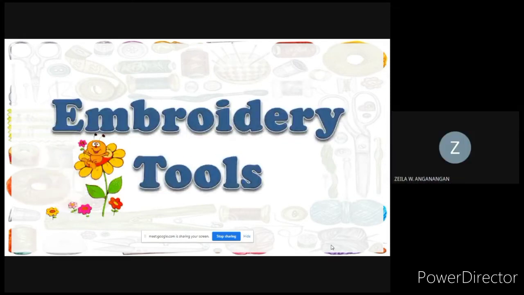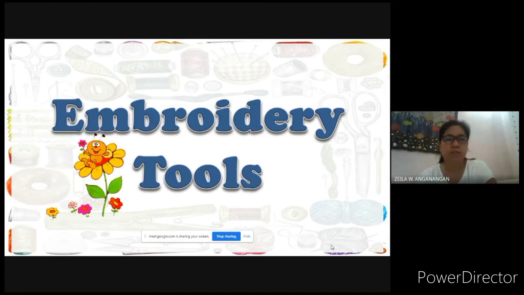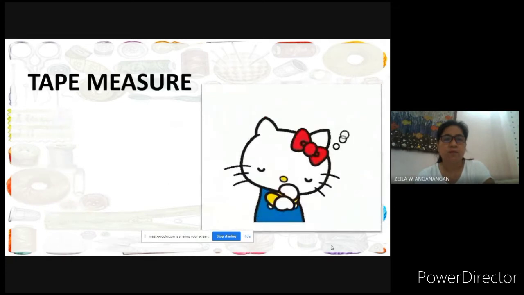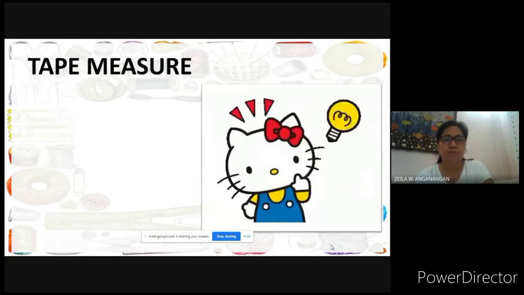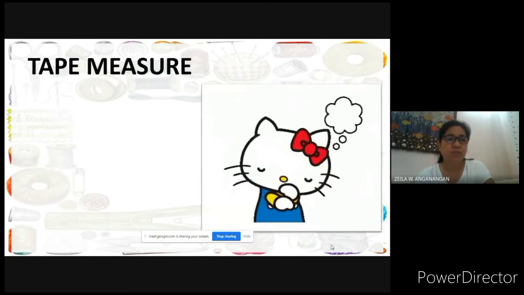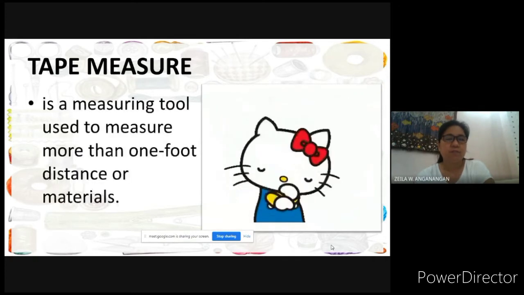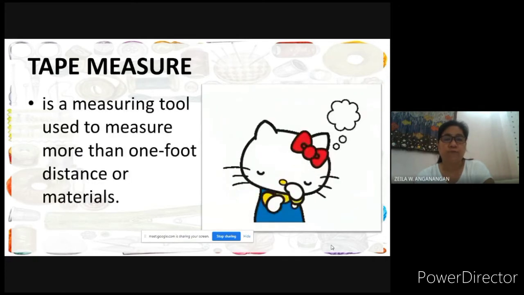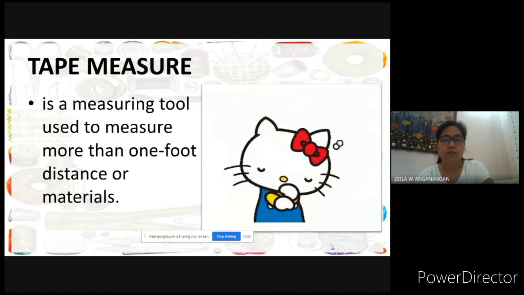So, this time, let's have the embroidery tools. Okay, we're going to introduce the different tools. Okay, let's find out one by one. So, the first one is the tape measure. So, what is a tape measure? It is a measuring tool used to measure more than 1 foot distance or materials.